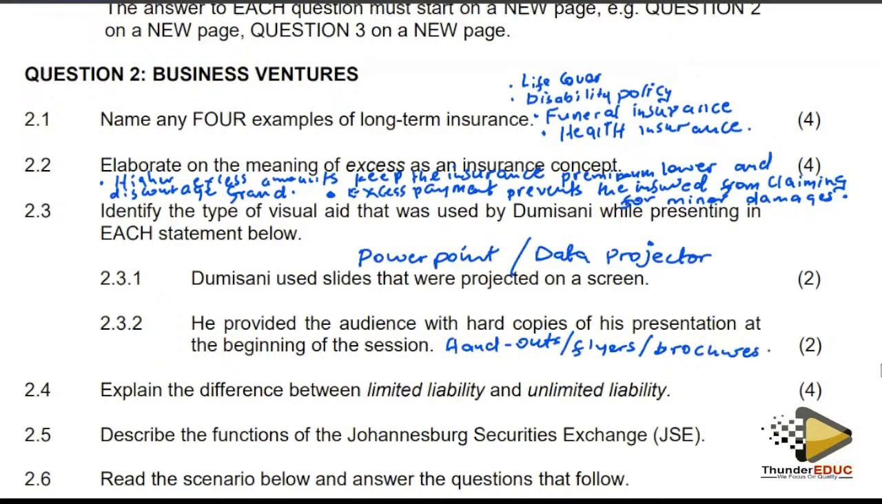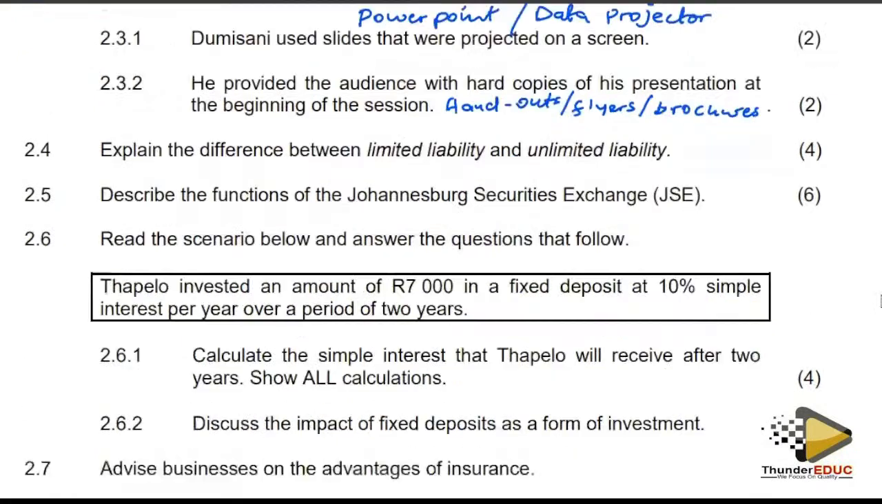Okay, right. So now moving on to 2.4. 2.4 is as follows. Explain the differences between limited liability and unlimited liability. So now when we talk of limited and unlimited liability, limited liability means that the affairs of the business and the affairs of the personal owner are totally different. But unlimited liability shows that the affairs of the business and the affairs of the personal owner are not different.